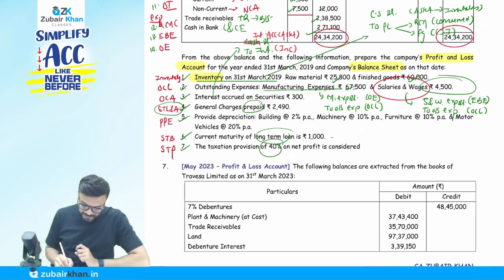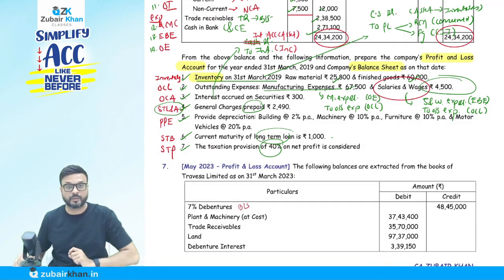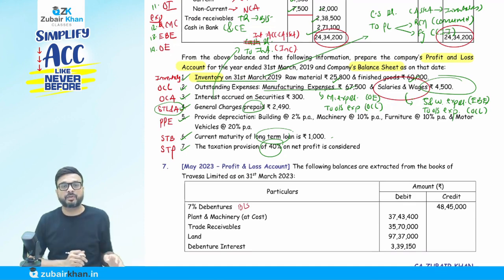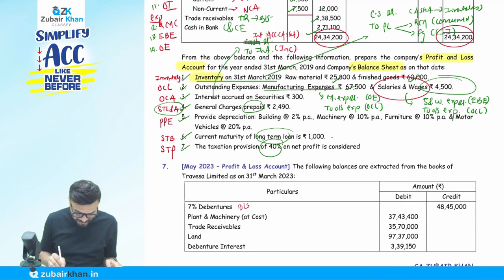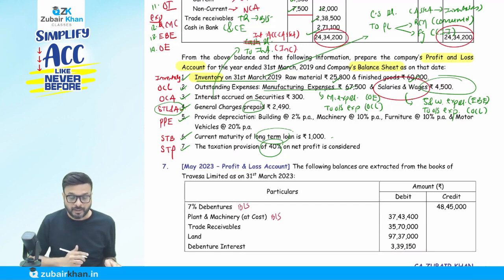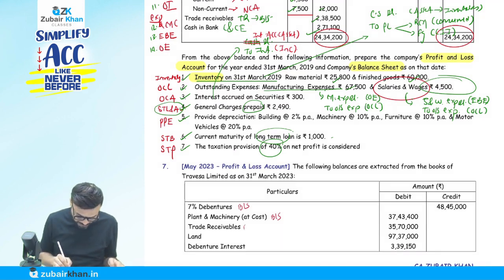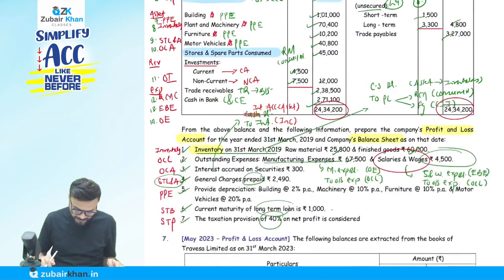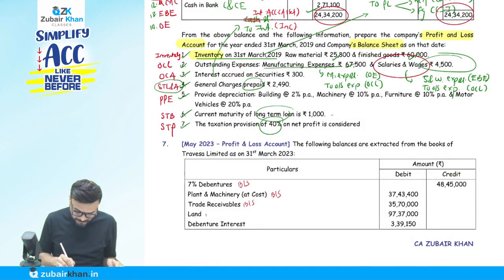So it is a balance sheet item, so we will not write it down. Okay. Now they say plant and machinery. This is also a balance sheet item, but depreciation will come. When the depreciation will come, we'll do the calculation. But this is also a balance sheet item. This will not be written down, only the depreciation will come. Trade receivable is also a balance sheet item. Then we have land, which is also a balance sheet item.